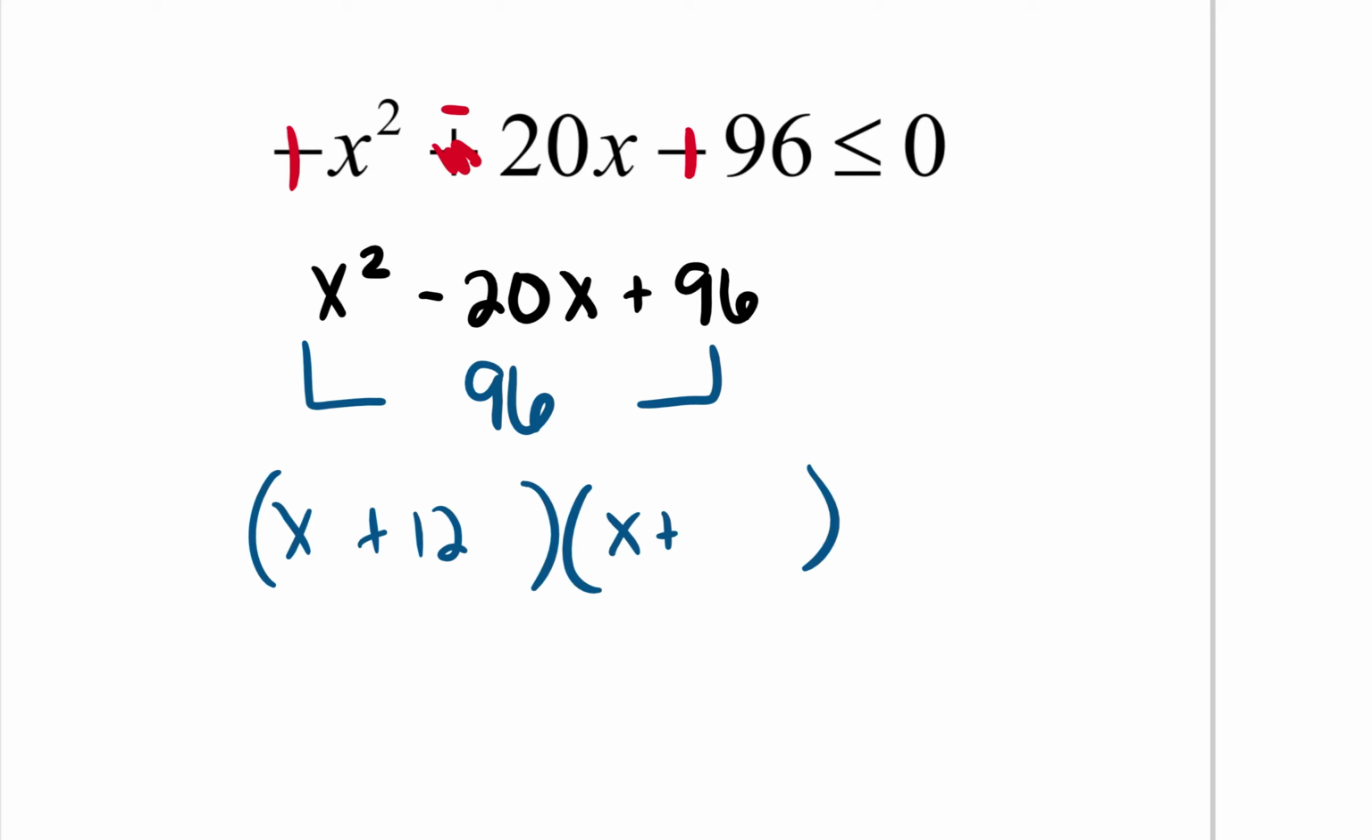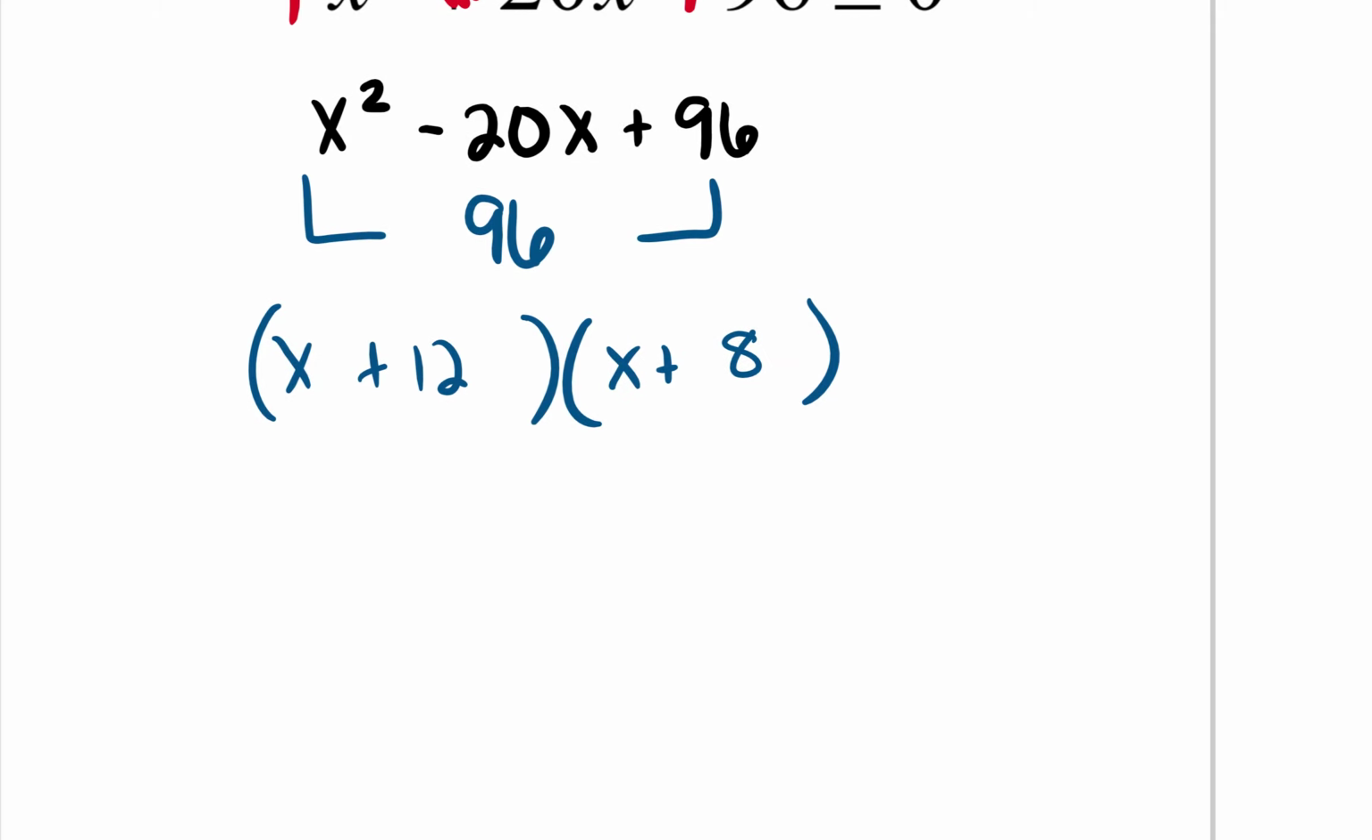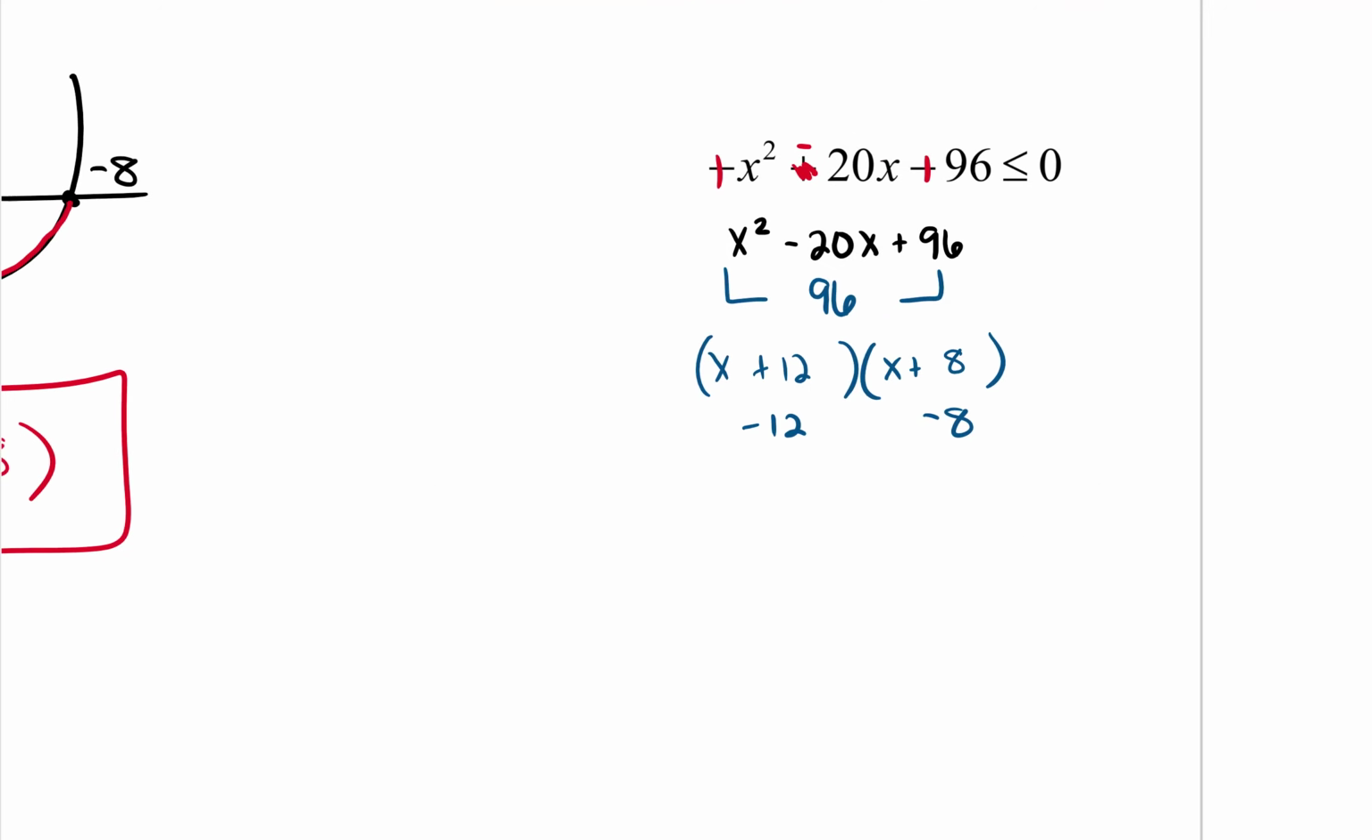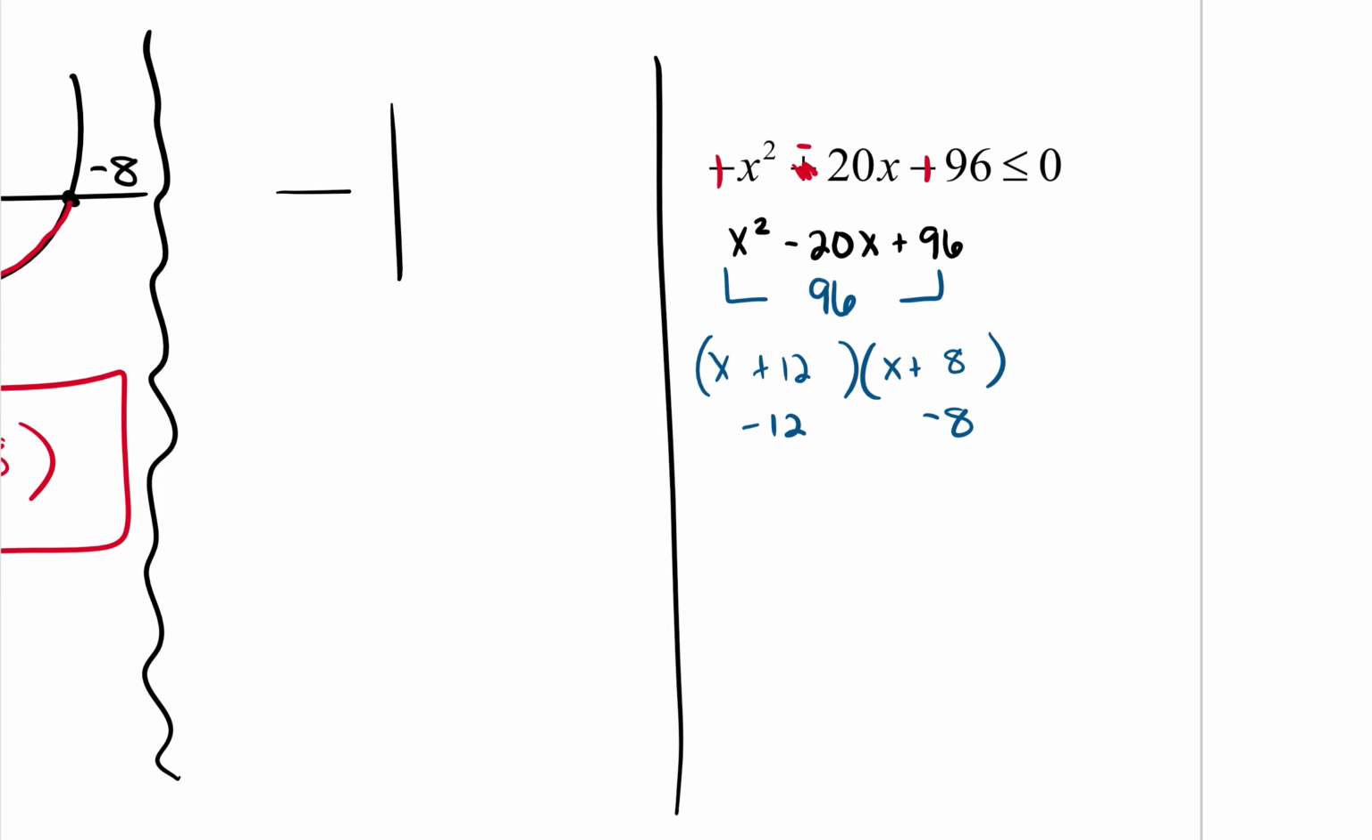Wow, see, I'm thinking ahead. 8, it adds to 20, right? Okay, same thing. I know this is negative 12. I know this is negative 8. All right. Now, I'm going to draw my graph. Okay. So I draw my graph right here.